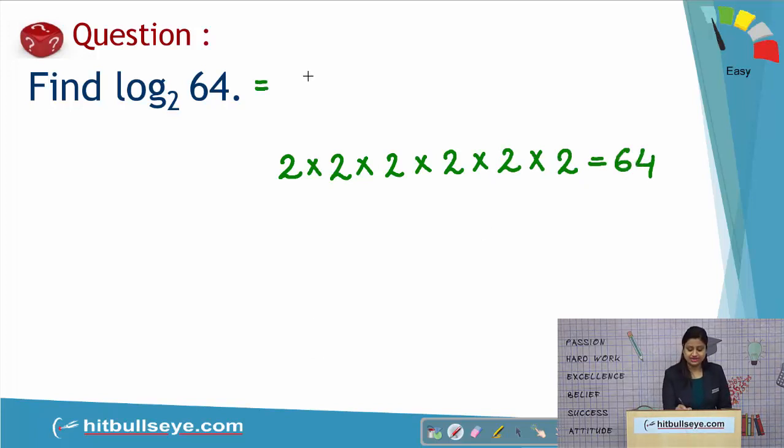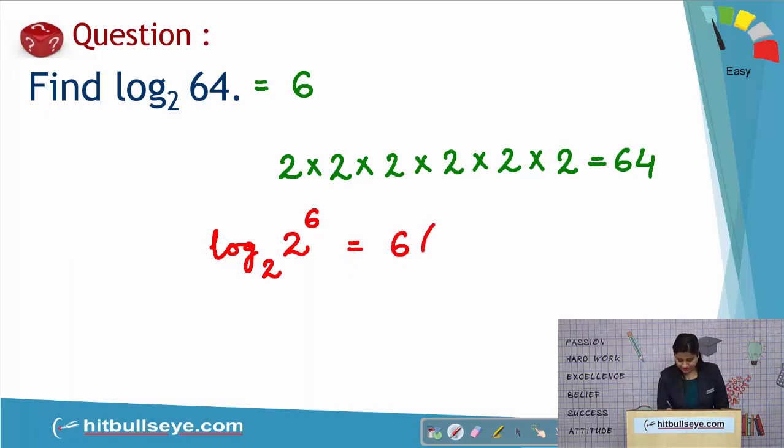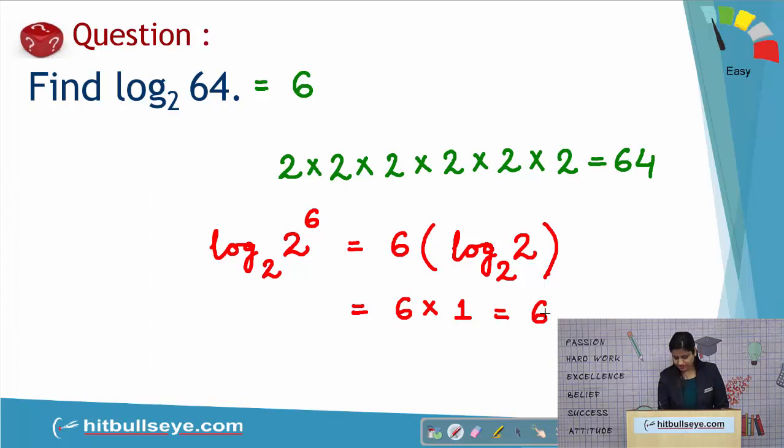So what should be the answer in this case? It will be 6. But if we apply the formula that we have learnt in the earlier slide, we can write this as log 2. 64 can be written as 2 raised to power 6. Now we are applying the power formula here. It will become 6 log 2 with the same base 2. As we know that log a with base a is always 1. So it will become 6 into 1. This will be 6.